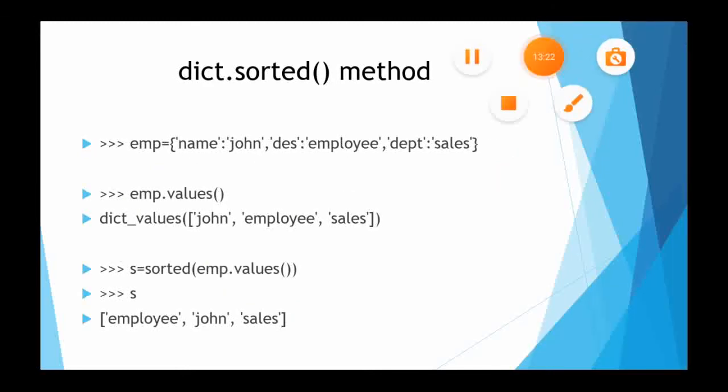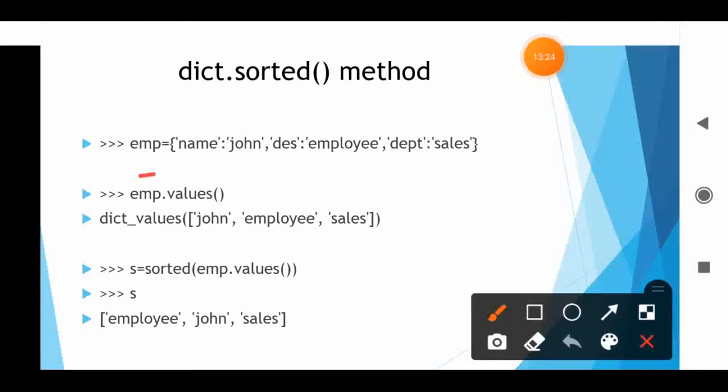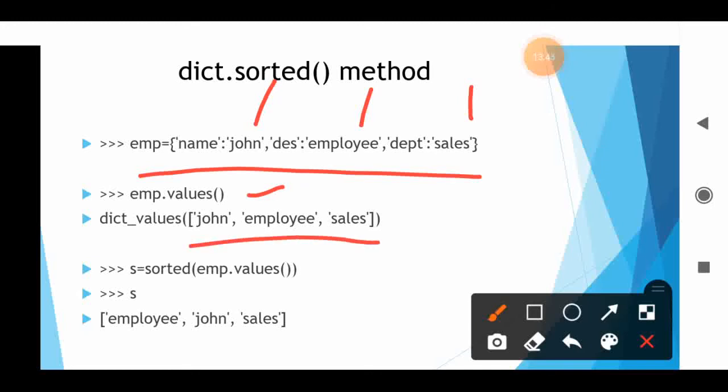The next method. I have created the dictionary. We have used the same emp dictionary, emp dot values. What is the use of the values function? Yes, it will get the values from the dictionary. What are the values? John, employee, sales. So it will display the values alone.